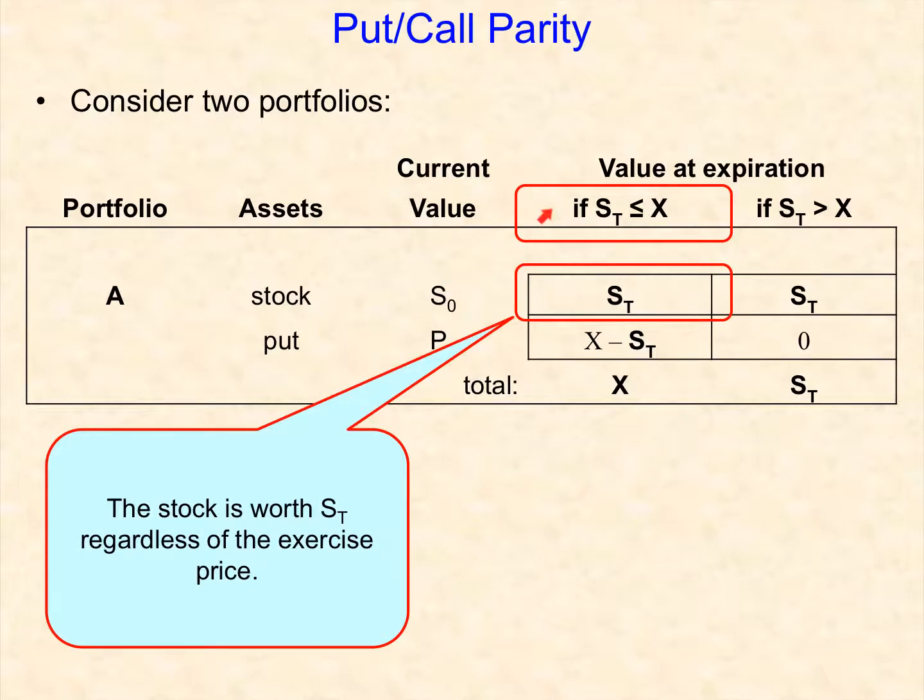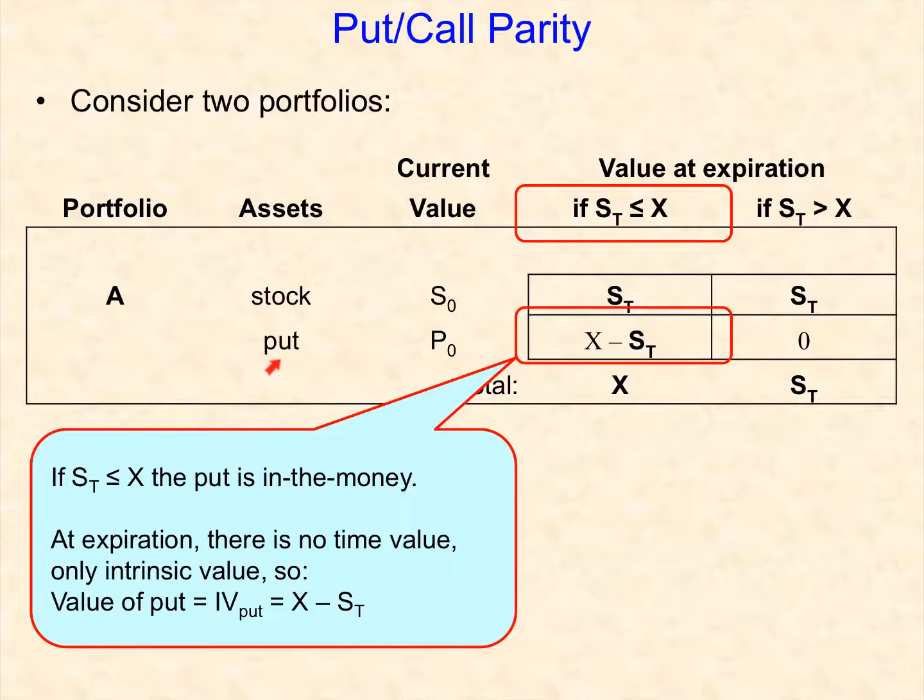We begin by examining the value of the stock on the expiration day of the put option. We'll start by looking at the scenario where the stock price is lower than the exercise price. In this case, our stock is simply worth S sub t on that date. The value of the stock is not dependent on the exercise price of the option.